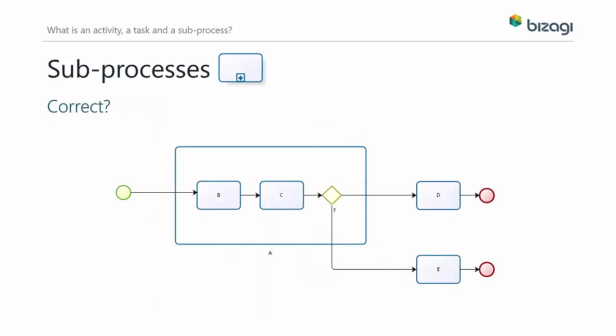In the following example, the A sub-process is instanced followed by either the D or E activities, according to a decision represented by a gateway. Is this correct? No, this is not. In this process, the sequence flows across the sub-process boundaries. This is not possible. The sequence flows cannot cross these limits.